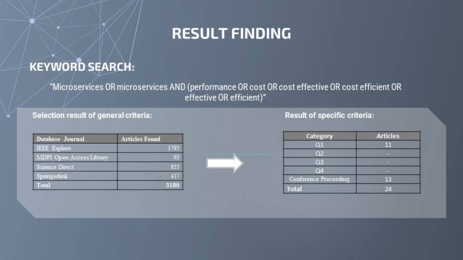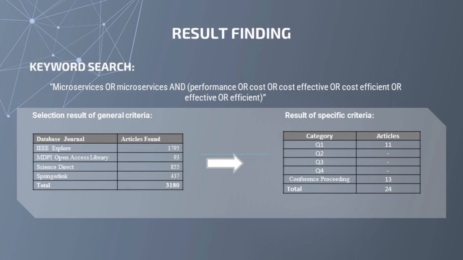Now we'll go to the result finding. To find related and relevant research literature, specific keywords are defined. We use the keyword microservices and performance or cost effective or cost efficient or effective or efficient. And we get the result as you can see on the slide.